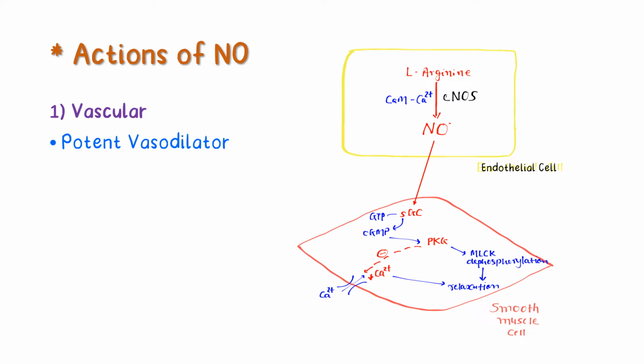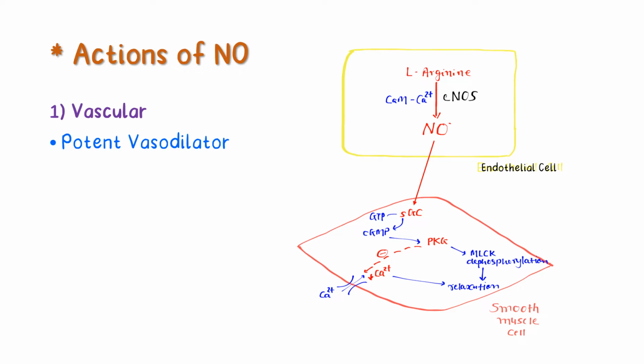Coming to the actions of nitric oxide. The main action of nitric oxide is in the vascular system. It is a potent vasodilator. After being synthesized in the endothelial cell by endothelial nitric oxide synthase, nitric oxide diffuses to the smooth muscle cell and activates soluble guanylyl cyclase, which increases the concentration of cyclic guanosine monophosphate, and cyclic GMP activates protein kinase G. Protein kinase G dephosphorylates or inactivates myosin light chain kinase, resulting in vascular smooth muscle relaxation.